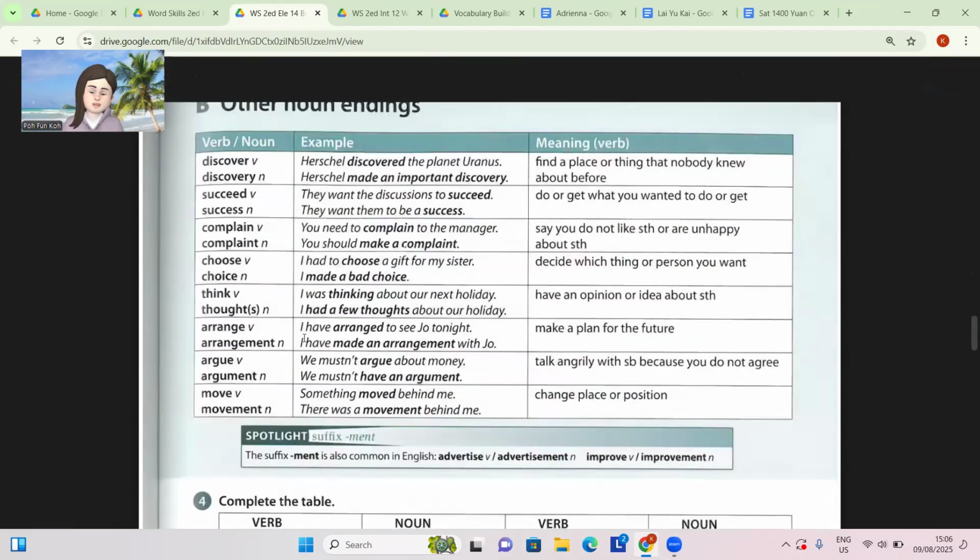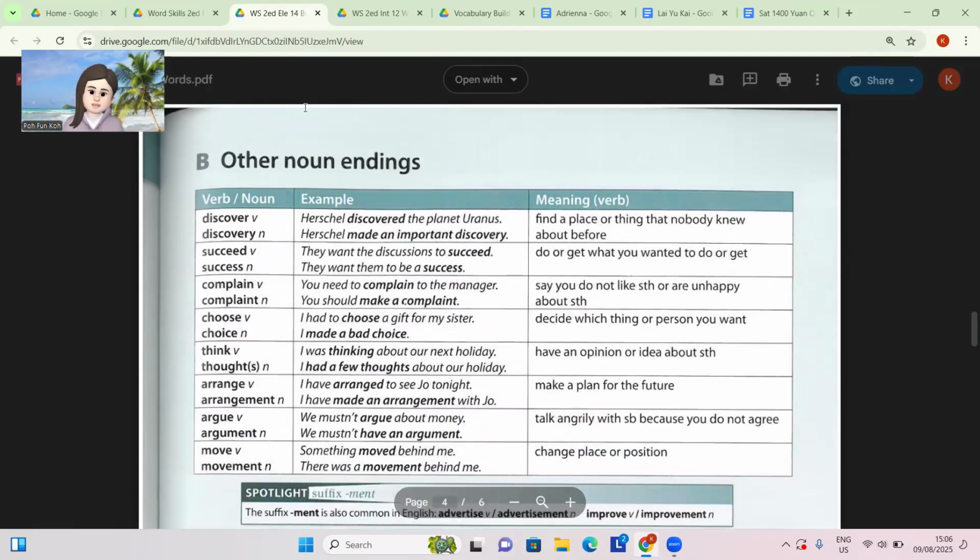All of these are irregular. All different patterns here. So the first one, we add a Y. Discover, discovery. Discover is a verb, and here means a noun. Succeed, success. Complain, complaint.